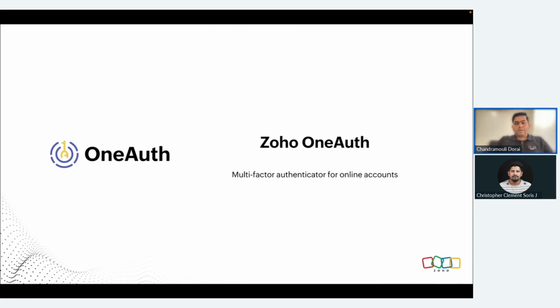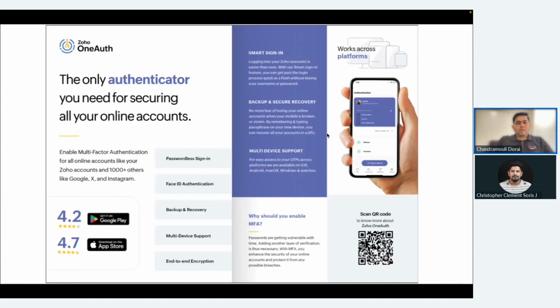So while I log into a Zoho application, I can log in directly without entering a password using the smart sign-in methodology that Zoho OneAuth offers. Not just for Zoho applications, Zoho OneAuth also works for third-party applications like Google, Microsoft, Twitter. It offers you smart sign-in, backup, and secure recovery methods. It syncs across multiple devices, and if you are someone who switches between multiple devices, you can have multi-device support, which is highly encrypted end-to-end. It is also rated very well in the Google Play Store and App Store, at 4.2 and 4.7.